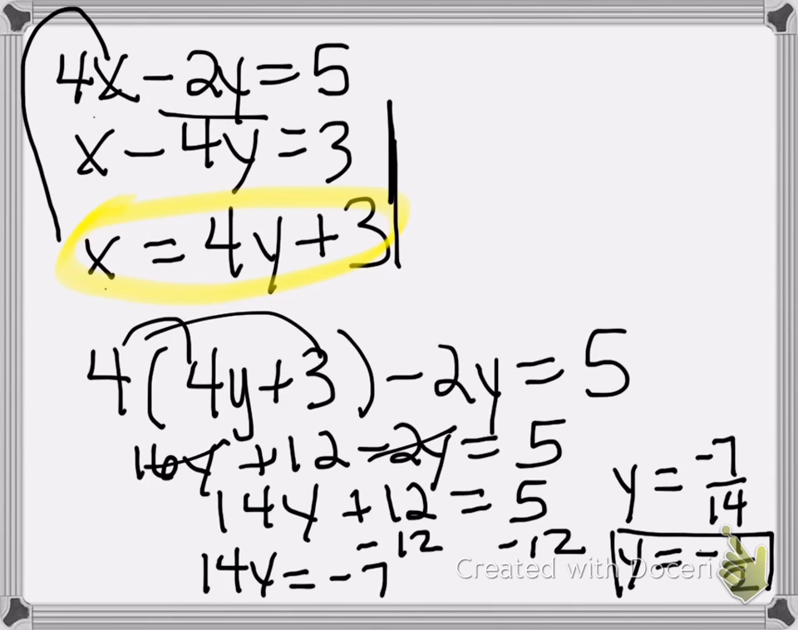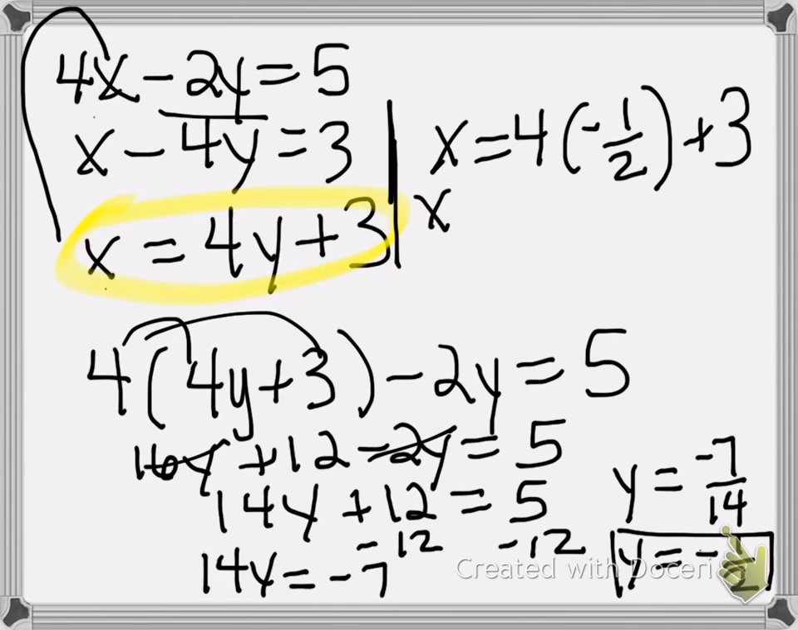It's a negative 1/2. We just found it. So x is going to be equal to 4 times negative 1/2 plus 3. So x is equal to, well, half of 4 is 2, but it's got a negative with it, so that's negative 2 plus 3. Put those together and x equals 1. And there's the x value.